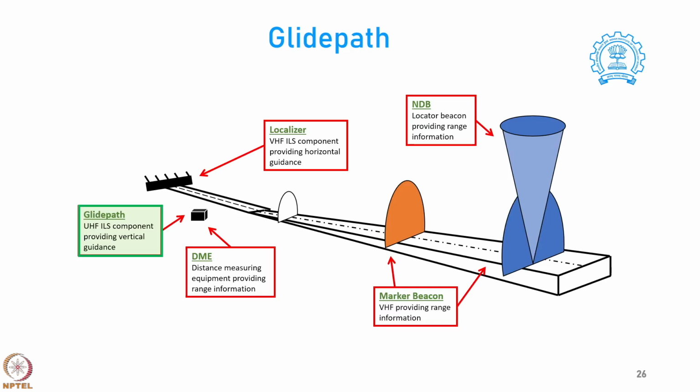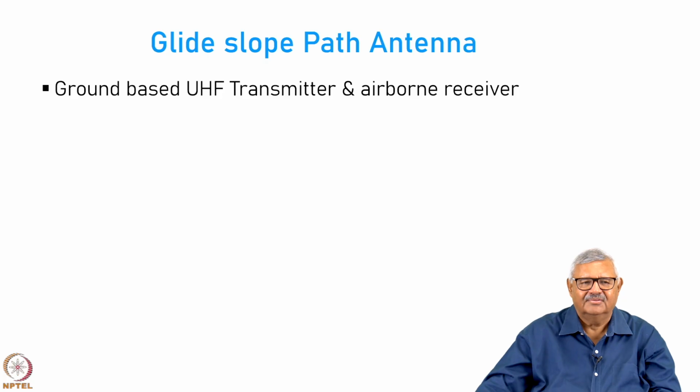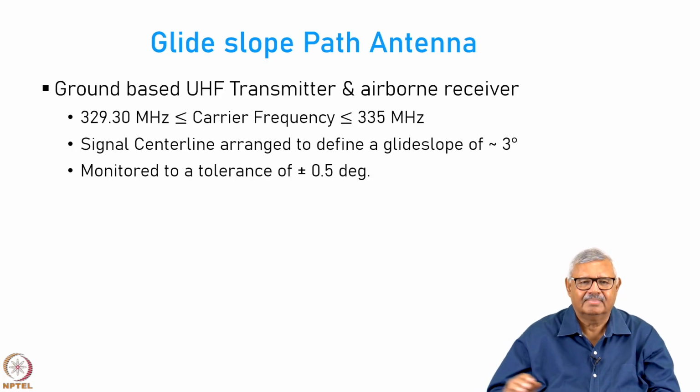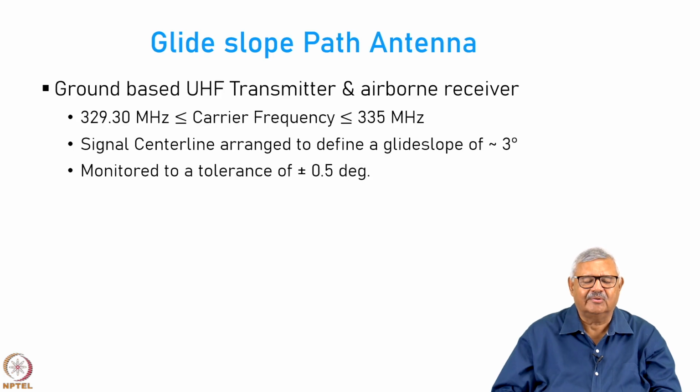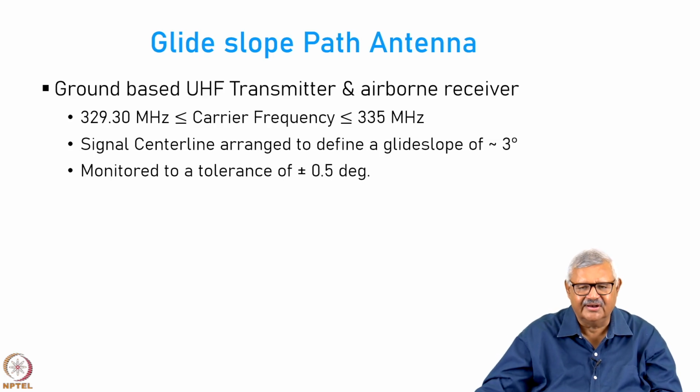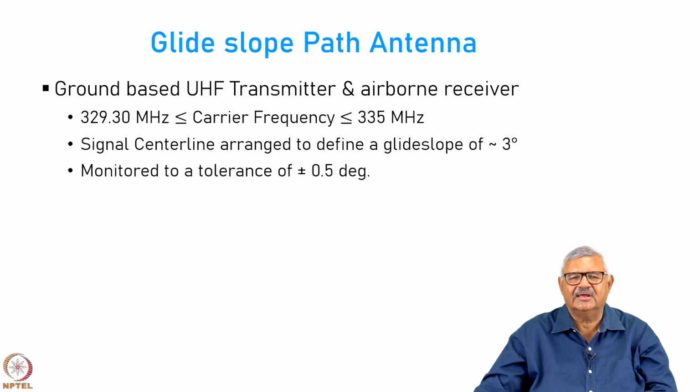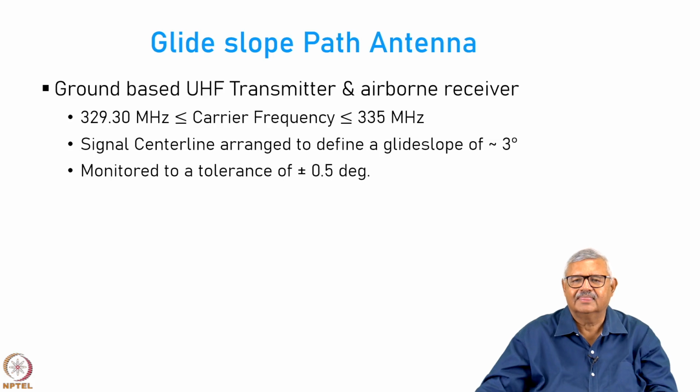Let us now look at the glide path antenna, which as I mentioned is a UHF component mounted on one side of the runway and provides vertical guidance. This is a ground based UHF transmitter and airborne receiver on the aircraft. The carrier frequency is between 329.3 and 335 megahertz. The center line is arranged to define a glide slope of generally 3 degrees, but this number can change from airport to airport.